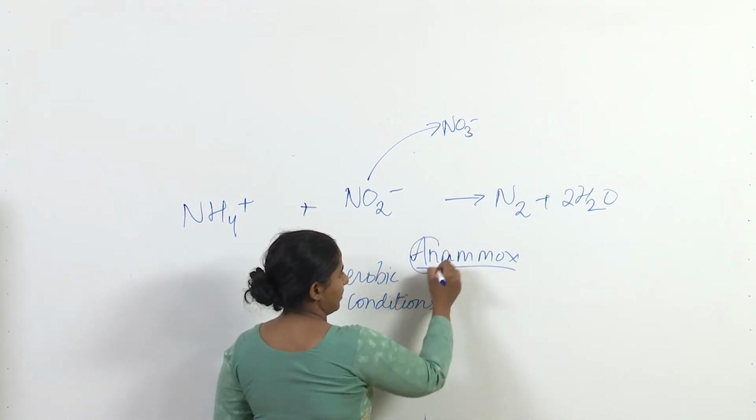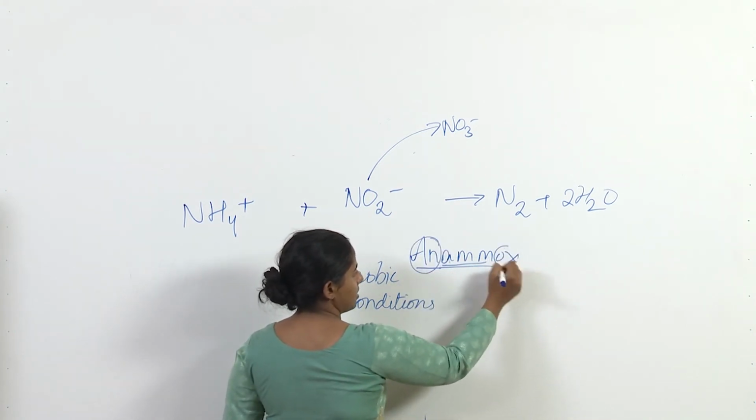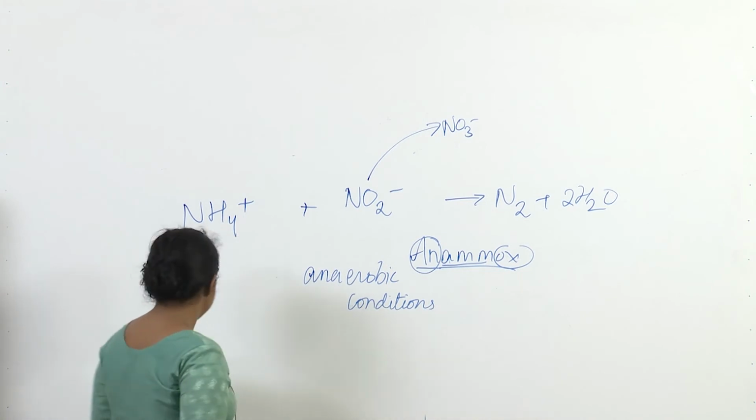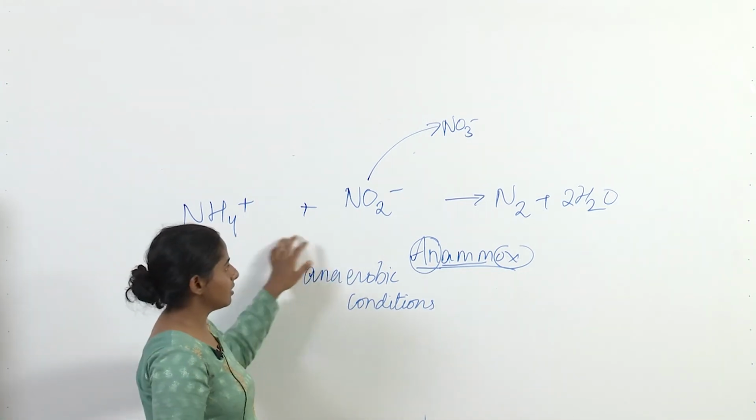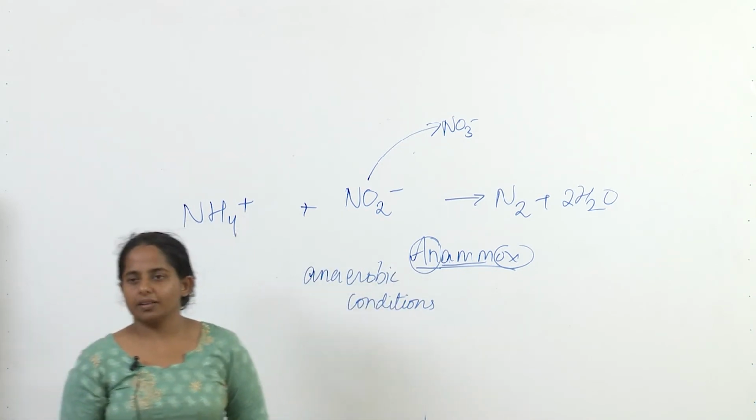Anammox, this is correct, anaerobic ammonium oxidizing bacteria, and archaea, both. So, this is a biological process and this is the reaction that happens in anammox.